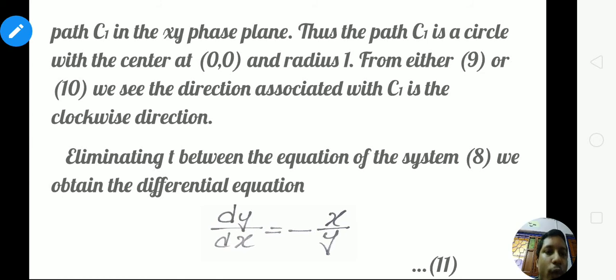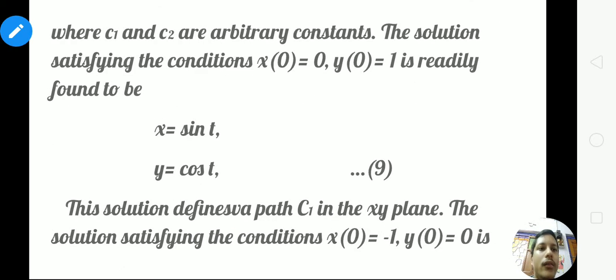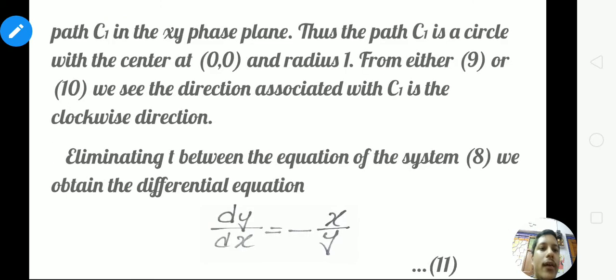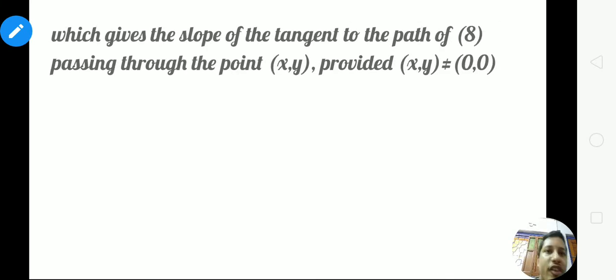Eliminating t between the equations of the system 8, we obtain the differential equation dy/dx = -x/y, indicated by equation 11, which gives the slope of the tangent to the path of equation 8 passing through the point (x, y), provided (x, y) is not equal to (0, 0).